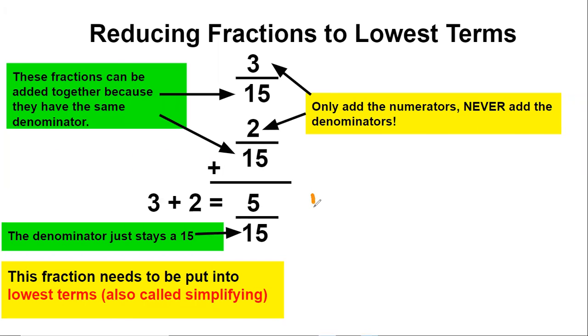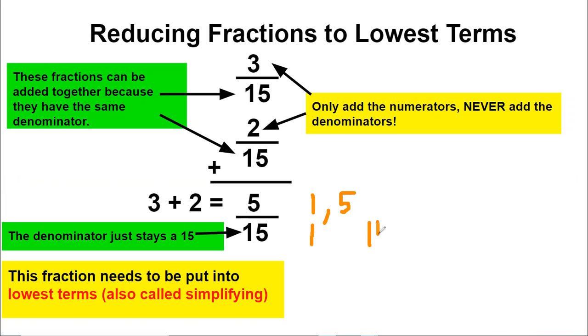Well, what are the factors of 5? We got 1 and 5, and that's it, right? What are the factors of 15? Well, we got 1 times 15, and 3 times 5. Okay, now we have to circle the common factors. So let me grab my circle here. 1s are common to both. 5s are the same in both. Which one is the greatest common factor? Exactly, 5. So we're going to divide the numerator by 5, and the denominator by 5.